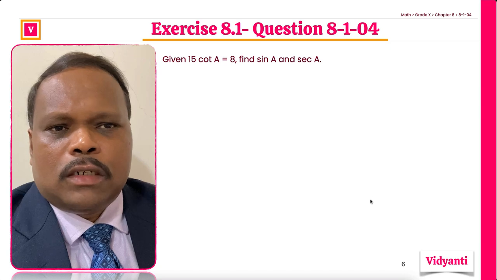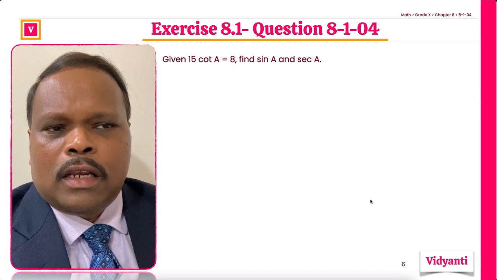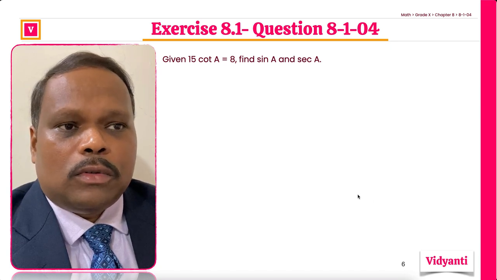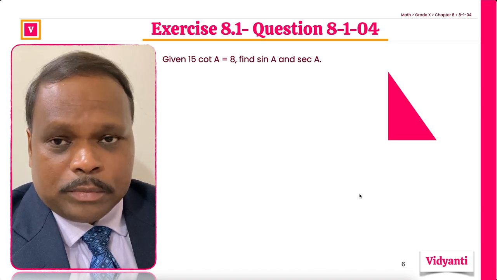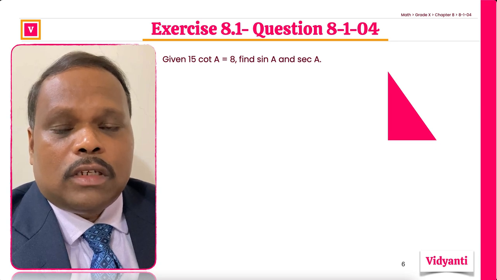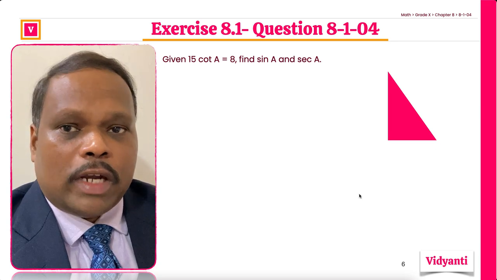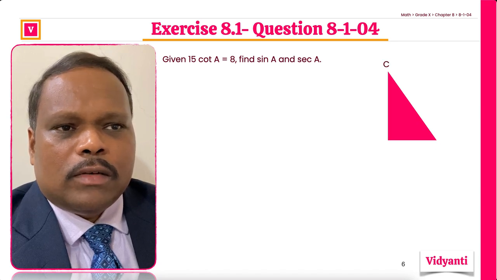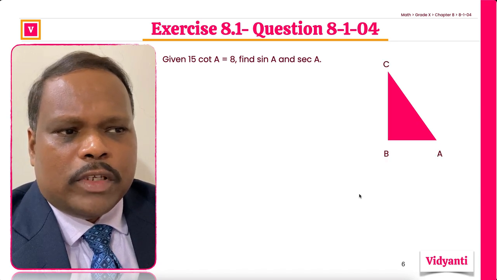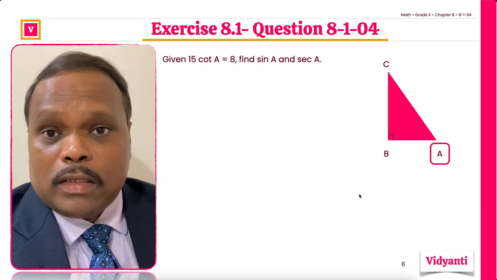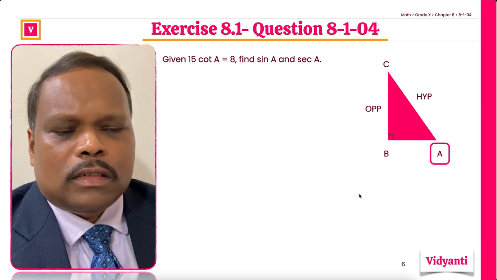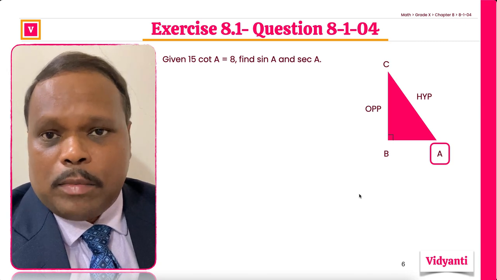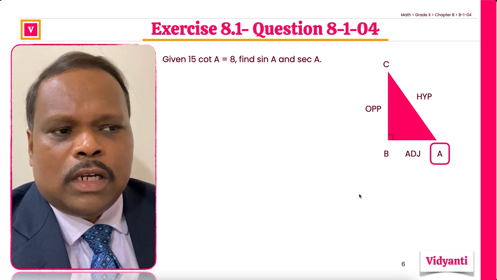Let's see the next question. 15 cot A is 8, and then we are supposed to find out sine and sec. Well, first we'll understand what is the cot. Cot is 1 over tan, which is tan itself is opposite over adjacent, so that means cot will be adjacent over opposite. So let's first create a triangle ABC. We are considering angle A for this particular one. AC is the hypotenuse, CB is opposite, and AB is adjacent.